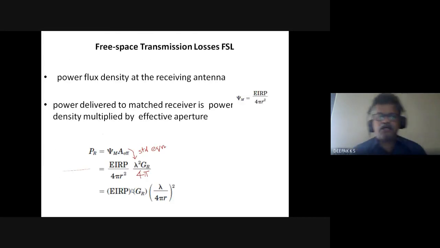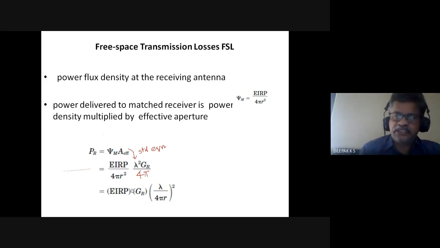So our aim is to have a link budget calculation. Which means there is a transmit power and at the end you have a receive power. In between there are some losses. So the first type of loss is free space transmission loss, abbreviated as FSL. So this is the power flux density at the receiving antenna: the effective isotropic radiated power divided by 4 pi R square is the power flux density at the receiving antenna.